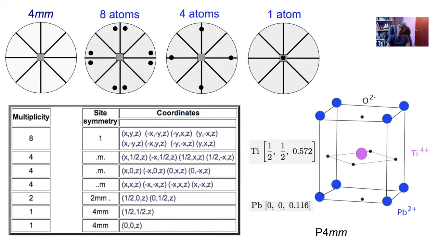So the complete description of the symmetry here is P4mm. Primitive, and then we have the point group symmetry. Now, I will teach you later about space groups, and this is the space group of lead titanate, and there are no translational elements of symmetry in this, okay? And that's why I'm able to call this a space group, even though we haven't as yet covered the consequences of translational elements of symmetry.